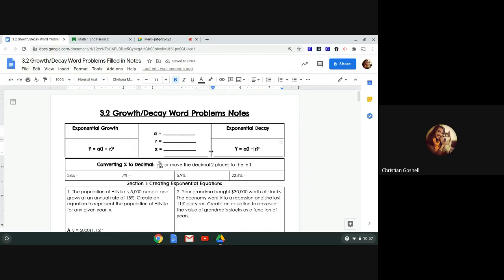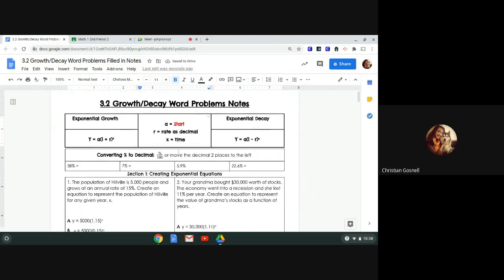The 1 plus r means the b value inside the parentheses is greater than 1, which is a growth. The 1 minus r makes the b value inside the parentheses less than 1, which is a decay. Now let's talk about what each of these parts represents. The a value is the start. Your r value is your rate as a decimal. And the x is time.